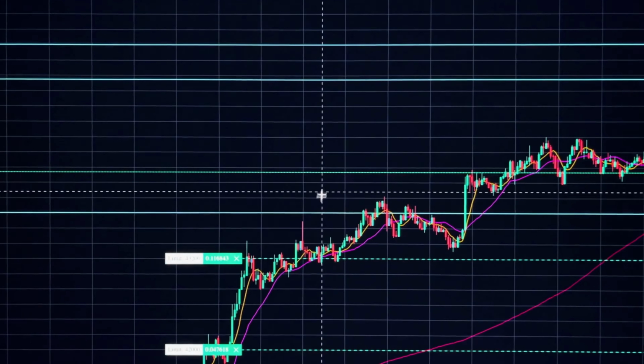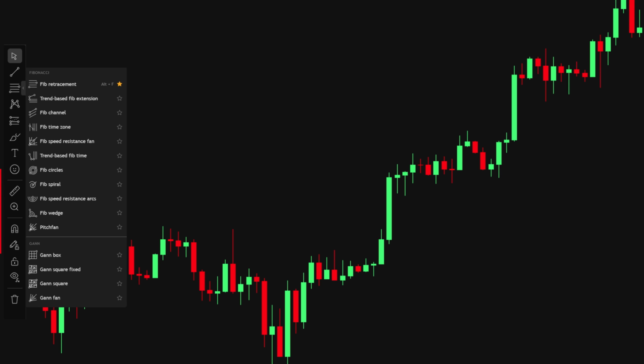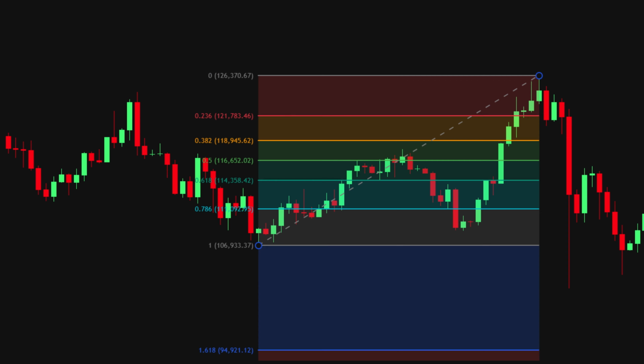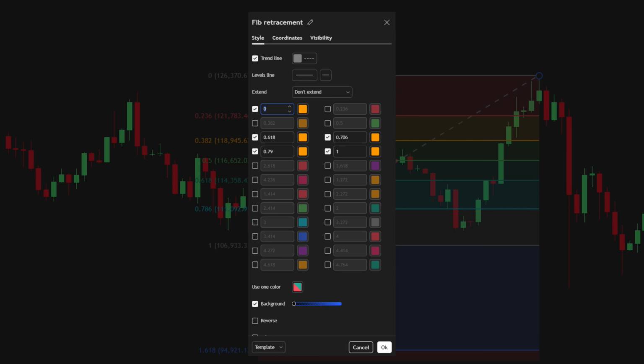To begin, open your chart on TradingView. Once the chart loads, direct your attention to the vertical toolbar on the left side of the screen. This panel contains all the drawing and analysis tools used for technical charting. Locate and select the Fibonacci retracement tool. After selecting it, place the tool anywhere on your chart and then open its settings panel to customize the levels.